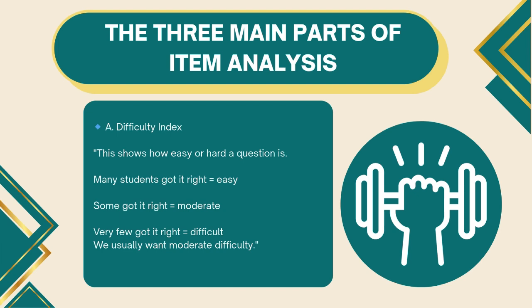The first part is the difficulty index. This shows how easy or hard a question is based on how many students answered it correctly. If many students got the right answer, it is considered easy, and if only some students got it right, it has moderate difficulty. If very few students answered correctly, the question is difficult.